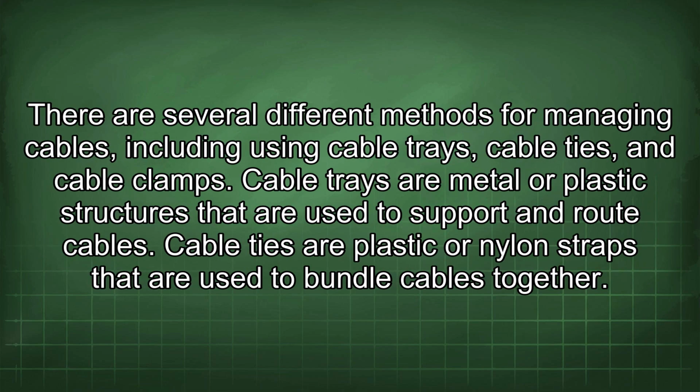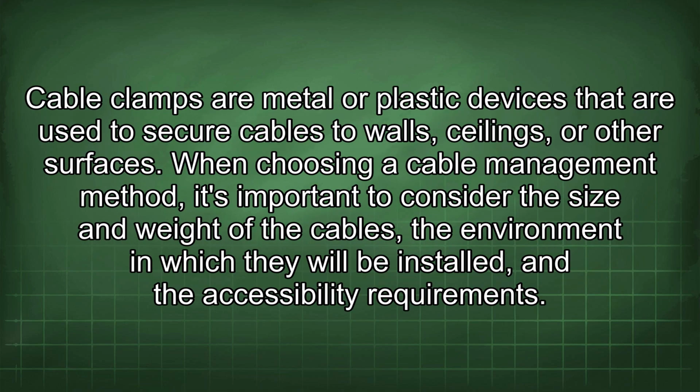There are several different methods for managing cables, including using cable trays, cable ties, and cable clamps. Cable trays are metal or plastic structures that are used to support and route cables. Cable ties are plastic or nylon straps that are used to bundle cables together. Cable clamps are metal or plastic devices that are used to secure cables to walls, ceilings, or other surfaces.